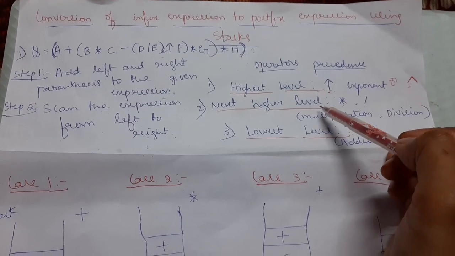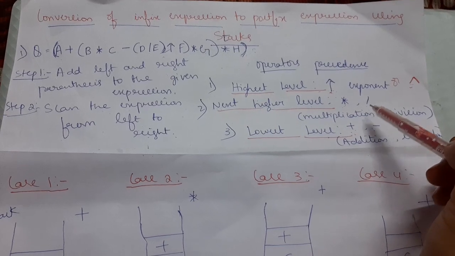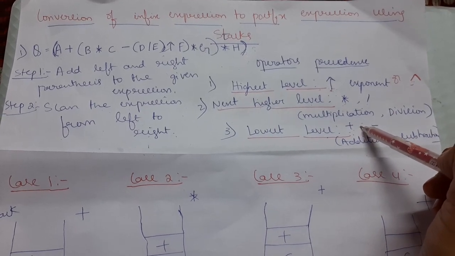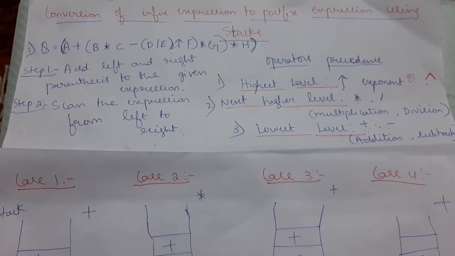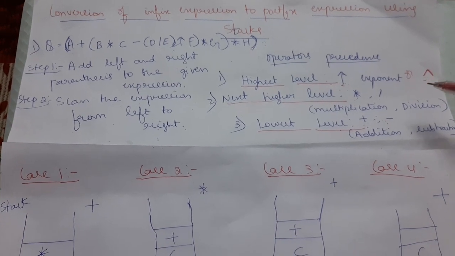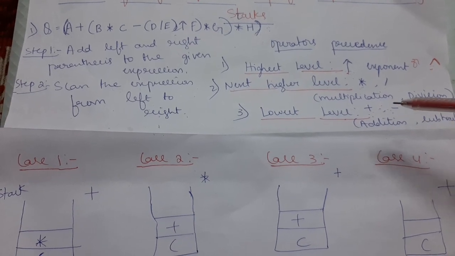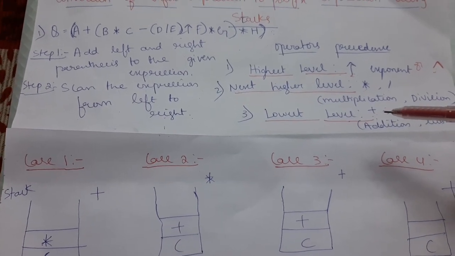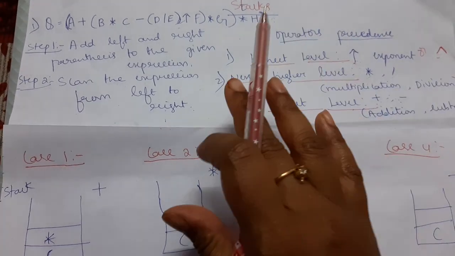After that, the next higher level priority is given to star and division. After that, the lowest level priority or precedence is given to plus and minus. So first priority is for brackets, next it is exponent, next it is star and division, and the lowest level is plus or minus. Okay, so this is the operator precedence, which is very important while converting infix to postfix expression.